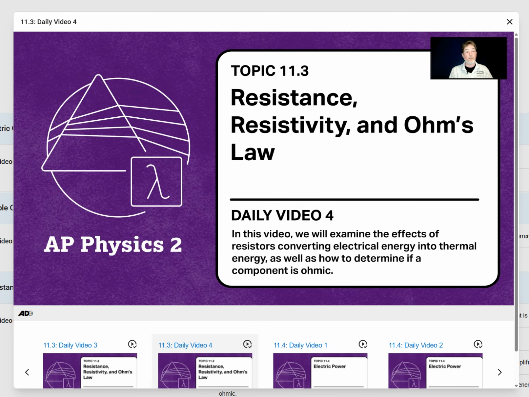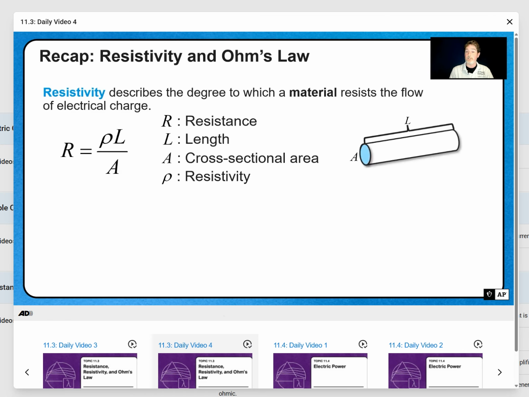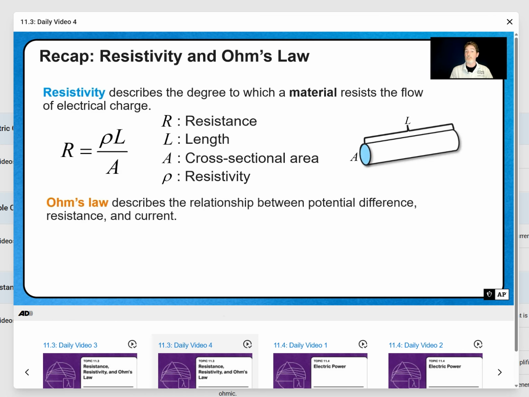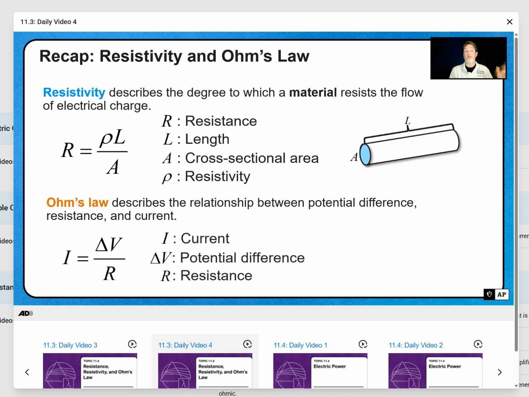We're going to start off by reviewing resistivity and Ohm's law. Remember that resistivity describes the degree to which a material resists the flow of electrical charge, and is shown mathematically through the relationship of resistance, length of the wire or component, the cross-sectional area, and the resistivity of the material. Ohm's law describes the relationship between potential difference between 2 points within a circuit, the resistance, and the current. It can be shown mathematically with V equals IR, where I is the current, V is the potential difference, and R is the resistance. Remember that we'll be talking about 2 points in a circuit, not the entire circuit as a whole every single time.